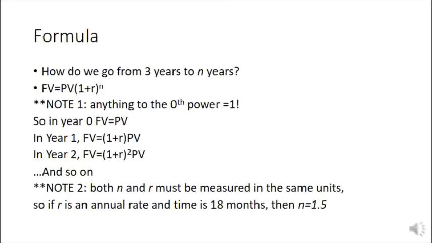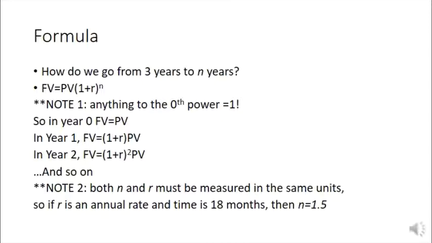And for those of you who are less familiar with math, remember that with exponents, anything raised to the 0th power equals 1. So what is future value in year 0? Present value. We haven't earned any interest yet. Anything raised to the 1st power is itself. So what is future value in year 1? Well, it's just present value times this quantity, 1 plus the interest rate. And so on and so forth.